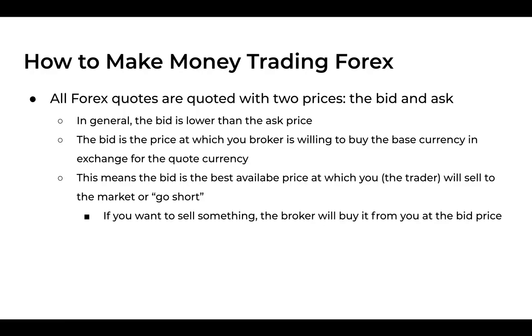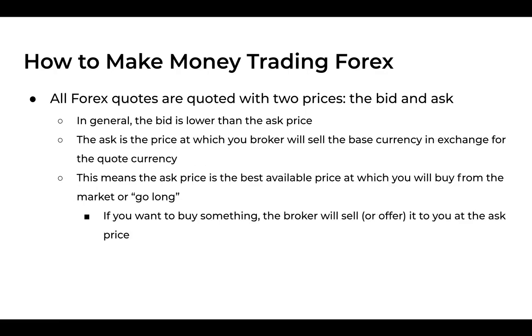All Forex quotes are quoted with 2 prices, which are the bid and the ask. And in general, the bid is lower than the ask price. The bid is the price at which your broker is willing to buy the base currency in exchange for the quote currency, which means the bid is the best available price at which you, the trader, will sell to the market or go short. So if you want to sell something, the broker will buy it from you at the bid price.